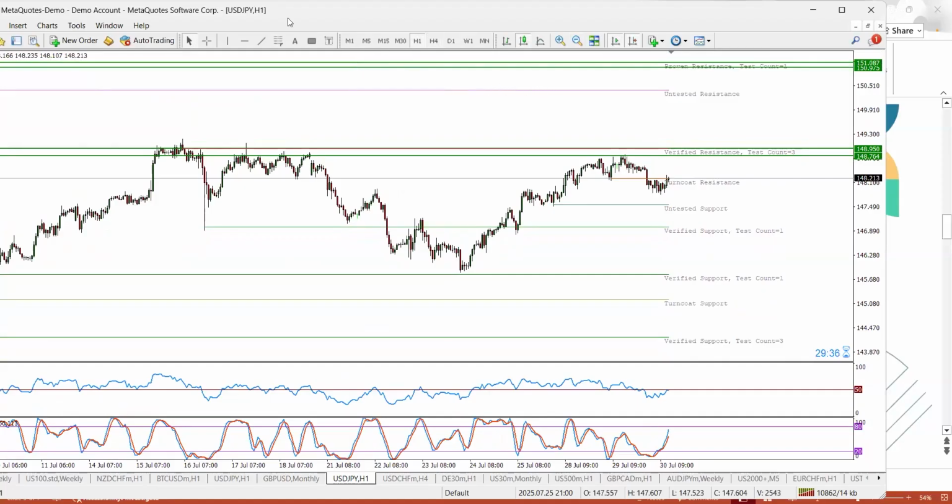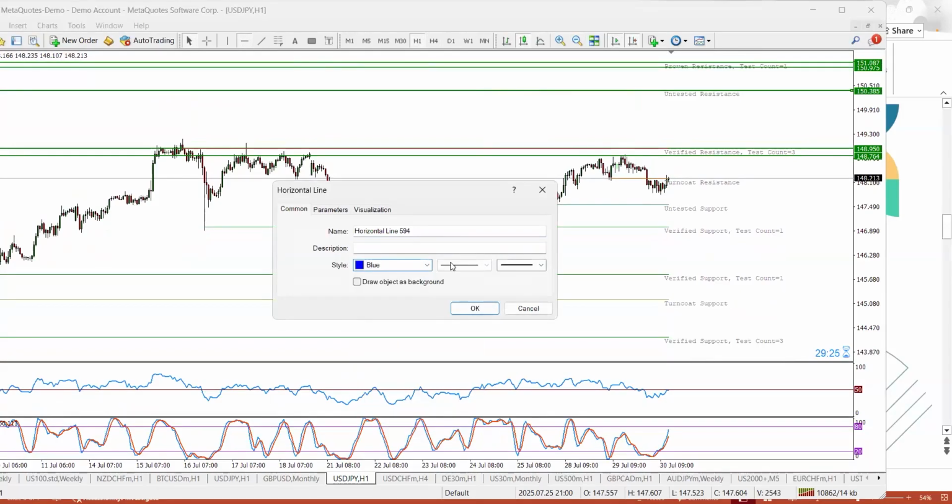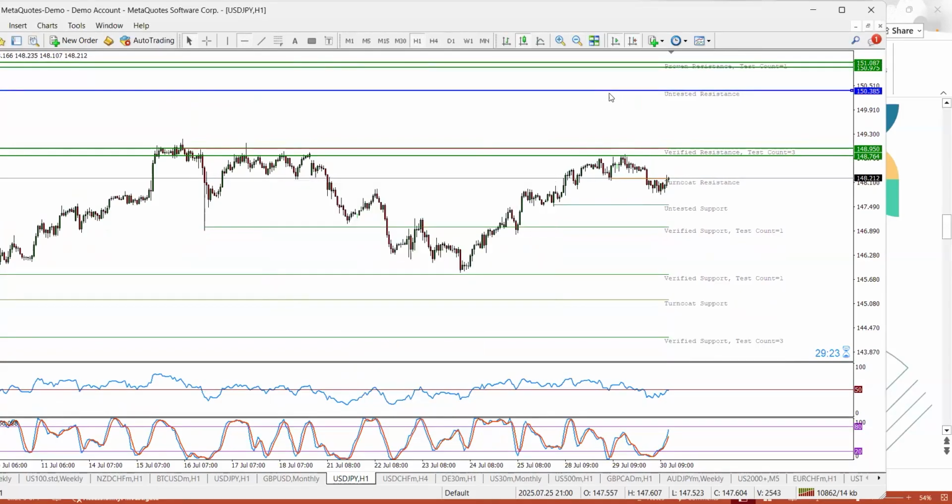There's a resistance here on 1 hour. For 1 hour, I use blue. So I'll change it to blue. But I might choose to even ignore this particular resistance, because this is a 1 hour resistance.